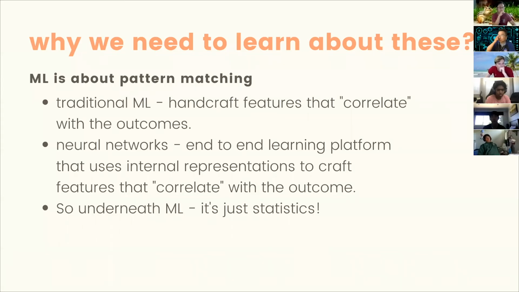Okay, so why do we need to learn all these? Because machine learning, as I said, is really about pattern matching, right? When you think about machine learning, right, it's really about finding these patterns in data and recognizing these patterns in data. Traditional machine learning, okay, which we're gonna learn in the second week, and we're gonna prepare the data now, is really about handcrafting features that might correlate with outcomes. Sometimes crafting these features are like more art than science.